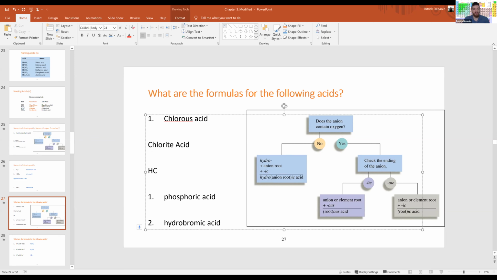Chlorite is ClO2. Hypochlorite is ClO. Oh, no, wait. Yeah, it's ClO. Okay, that's correct. So hypochlorite is ClO. All right, does that one make sense? Before we go to the next two, I know this is probably where a lot of questions come up. Are there any other questions about why this is?